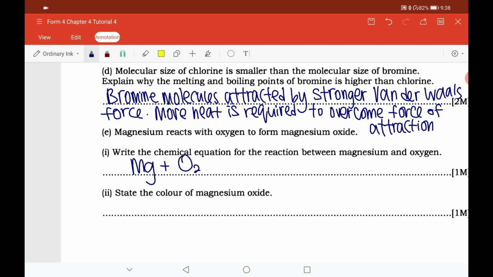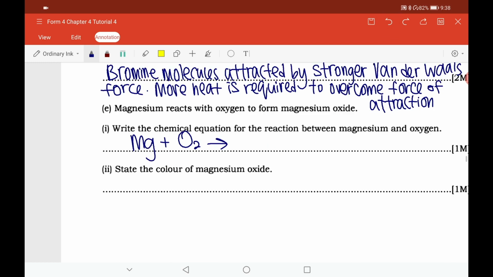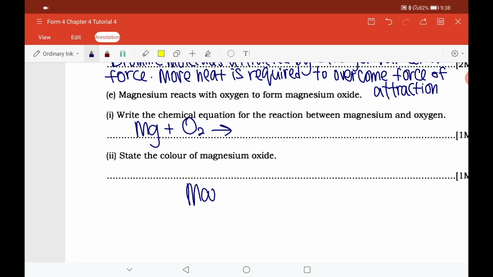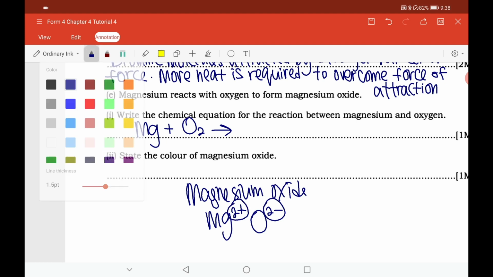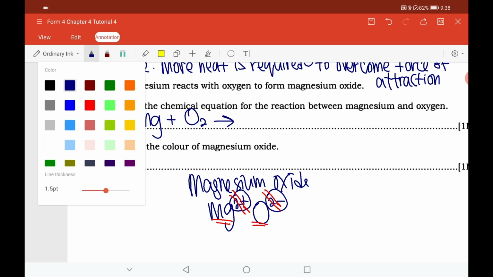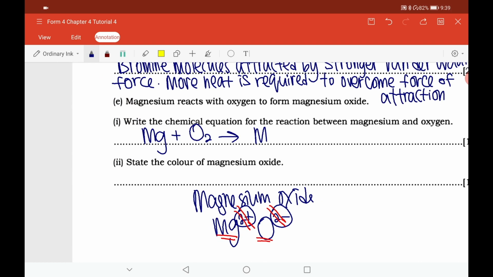So after they react, they form magnesium oxide. What is the formula for magnesium oxide? You can predict the formula by the charge. The charge of magnesium is Mg 2 plus. Oxide, the charge is O 2 minus. So when the charges are the same, Form 4 Chapter 3, we cancel the charge and then we join them together. So when magnesium joins with oxygen, you get MgO.